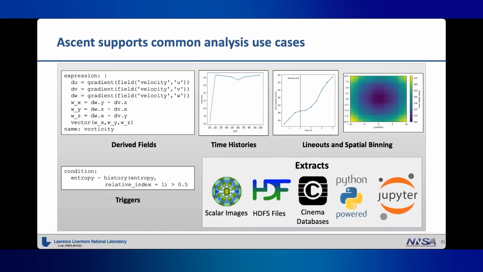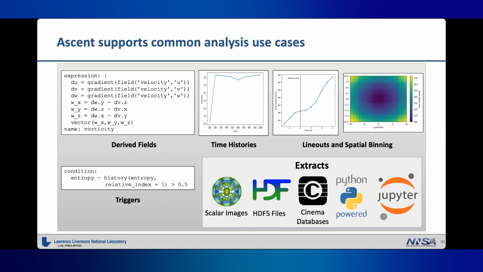So other analysis use cases. Derived fields are important. That's the capability to, given that you publish some things from your data set to a tool like Ascent, compose new fields with some primitives. This example shows doing a vorticity, combining gradient with some different operations. Time histories, so getting the maximum over time. Line outs, so that's spatially prescribing where you want to sample, and spatial binning, which is a collapsing method.